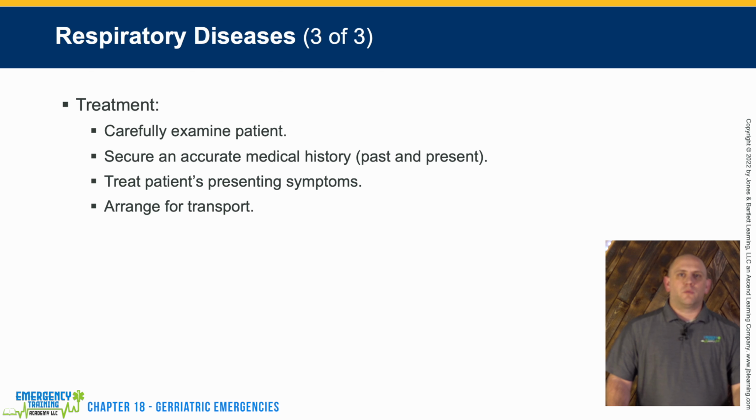Our treatment for respiratory diseases in our elderly population is the same as any other population. We want to carefully examine the patient, make sure that we have an accurate medical history, and then we're going to treat the patient's symptoms. So if they're having difficulty breathing and we have oxygen available, go ahead and give them oxygen and then arrange for transport to the hospital.